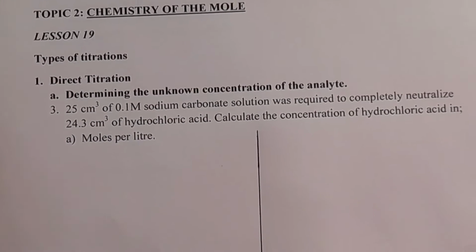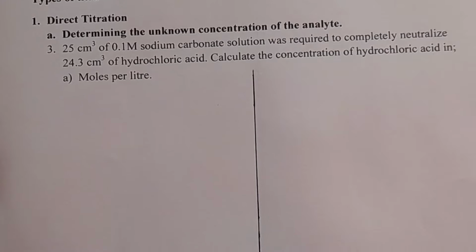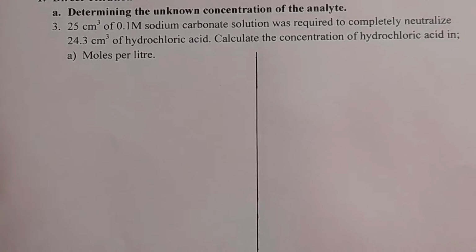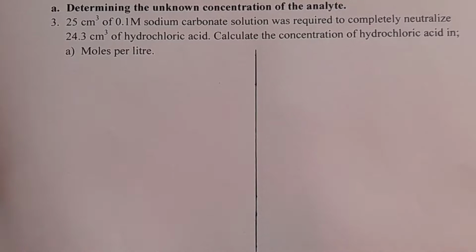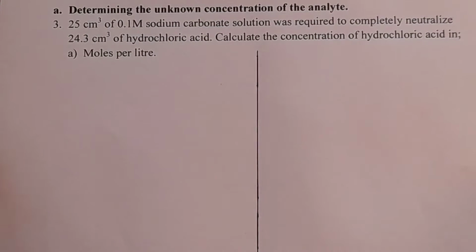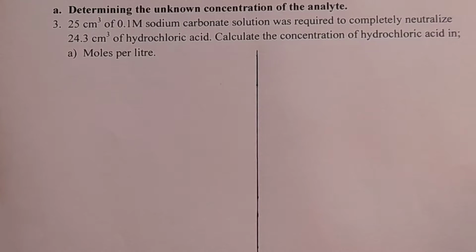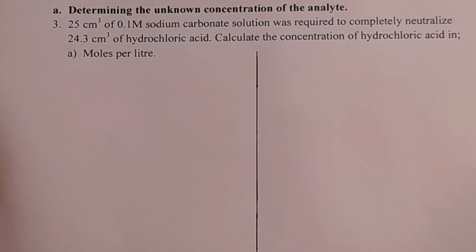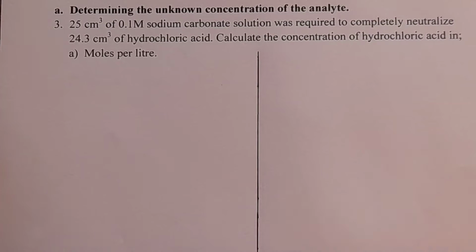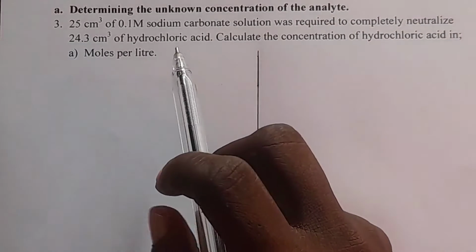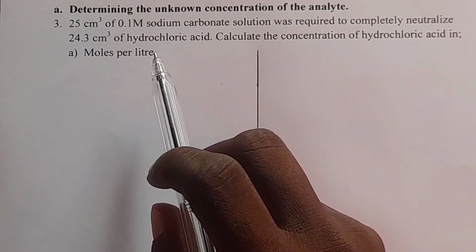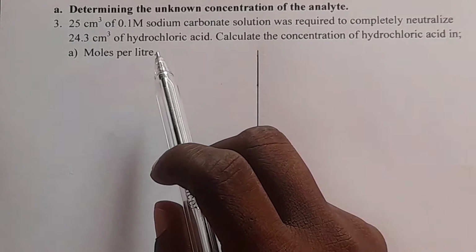In example 3, we are told 25 cm³ of 0.1 molar sodium carbonate solution was required to completely neutralize 24.3 cm³ of hydrochloric acid. We are told to calculate the concentration of hydrochloric acid in moles per liter. So, in other words, we are asked to calculate the molarity of hydrochloric acid.